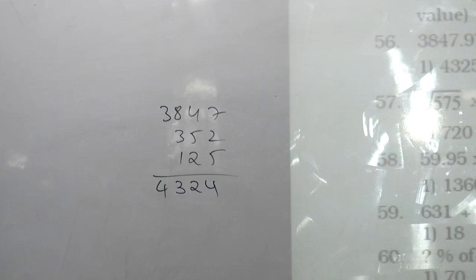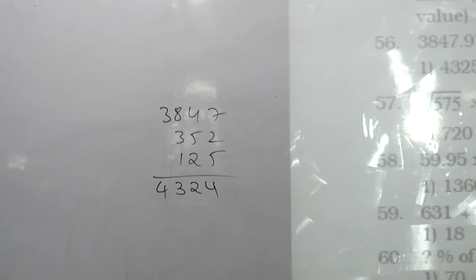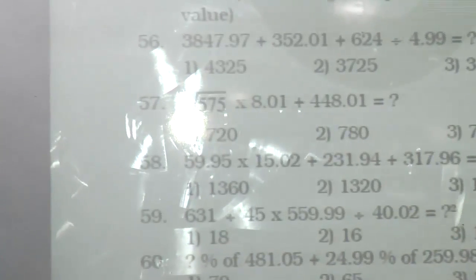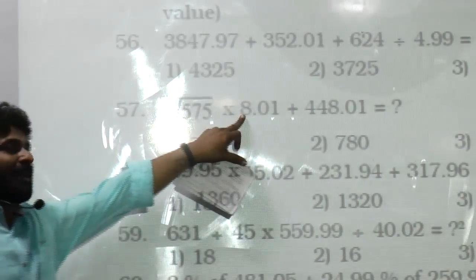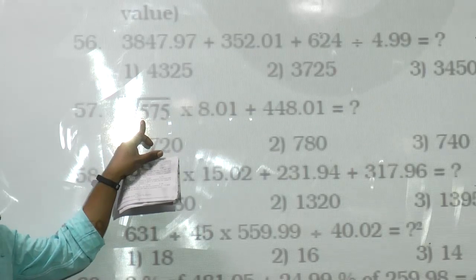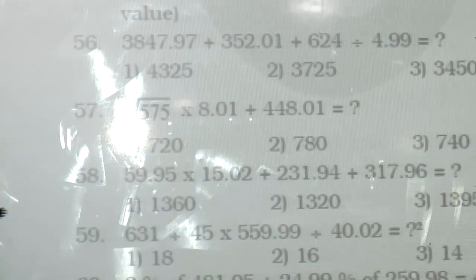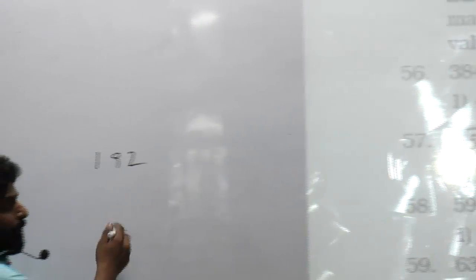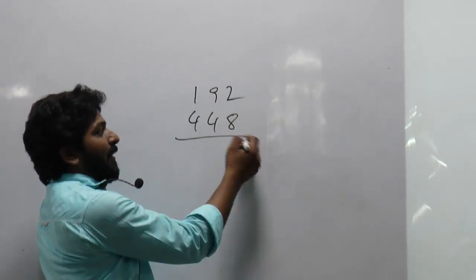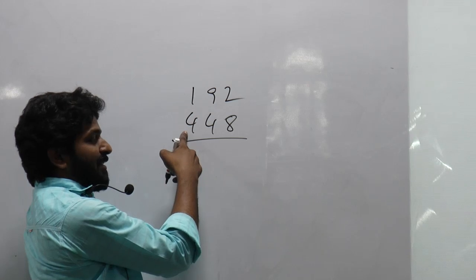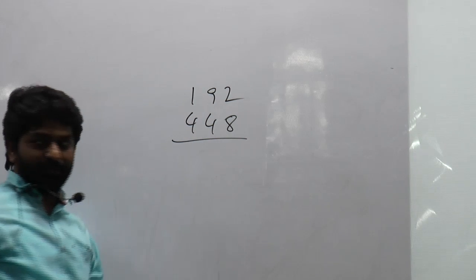First option. Next, under root 575. 24. This is 8 multiple, right? So try to observe 24 as 8 3 times. 8 square, 64. 64 3 times. 192 plus 4, 4, 8. Add 8 here, becomes 200, 600, 40, 640.